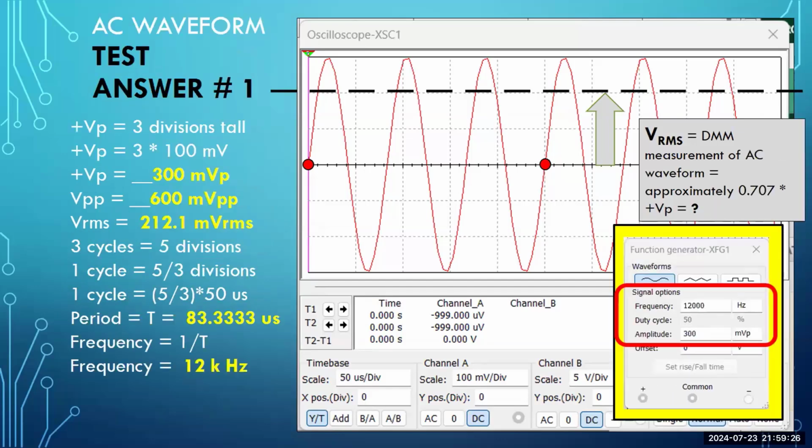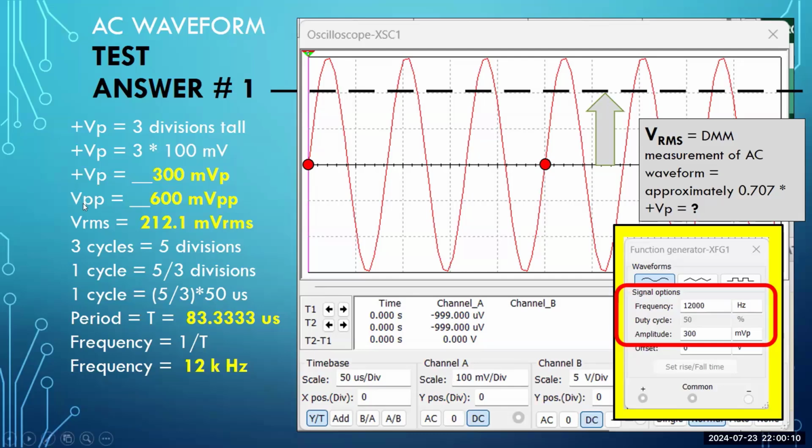All right, here are the solutions for your test, answers to question number one. So take a look at the positive volt peak. How many divisions to reach the top? You have 3 divisions. What's my scale? My channel A scale is 100 millivolts for each division right here. So mathematically, it should be 3 divisions times 100 millivolts for each division. So your positive V peak should be calculated as 300 millivolts peak. Good job. Hopefully you got that. If not, this is the solution. This is how to get there.